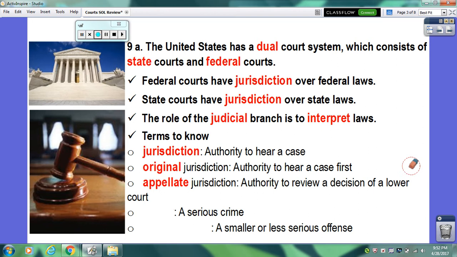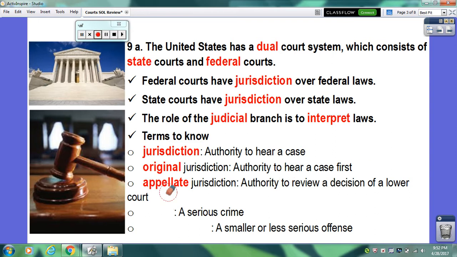Now, in both the federal and the state level, there are courts that only have appellate jurisdiction. There actually are both, in both the federal and the state, a court of appeals that exists. And those courts would have appellate jurisdiction over a case.